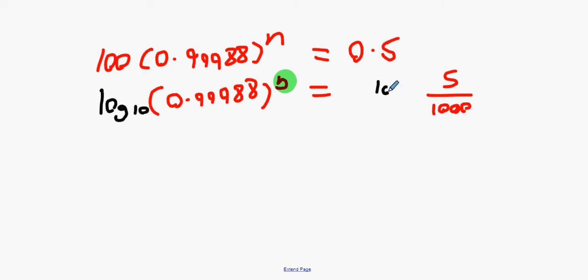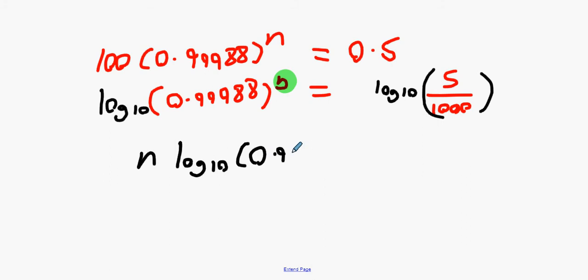Okay? So you're doing the same to both sides, which usually means nothing's affected. What happens to the n? What happens to the n, lads? It's in the power position, so what does that mean I can do? There you go. N log 10 by 0.99988. Anybody have any clue how to get the n on its own?